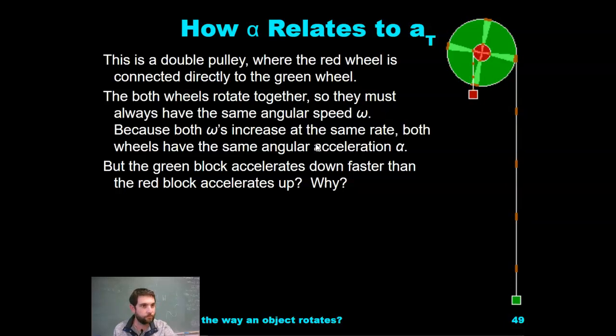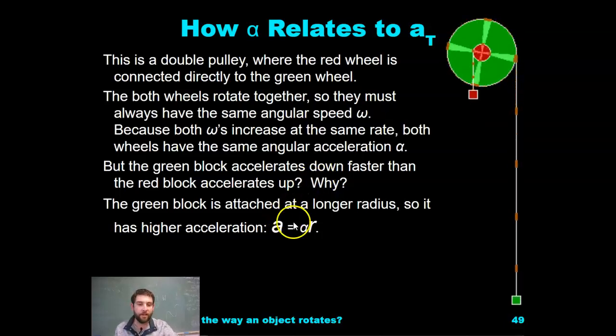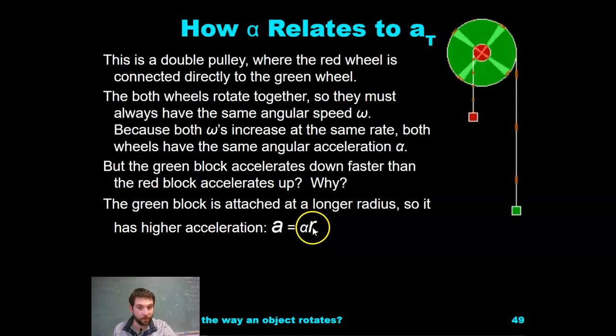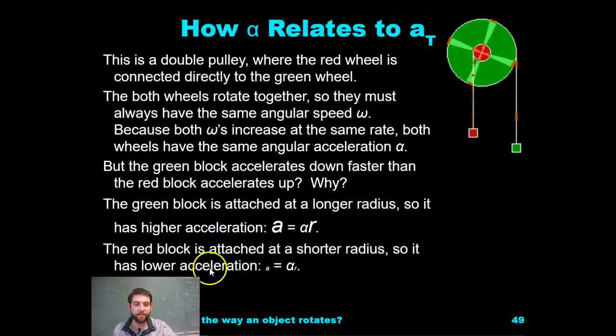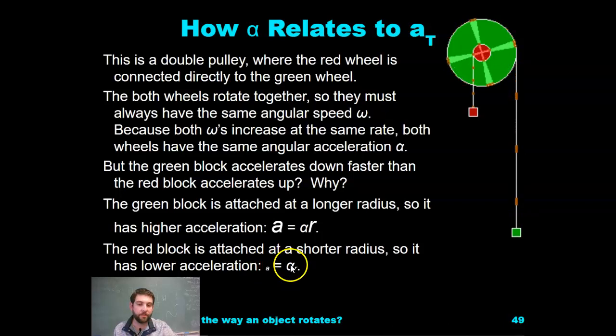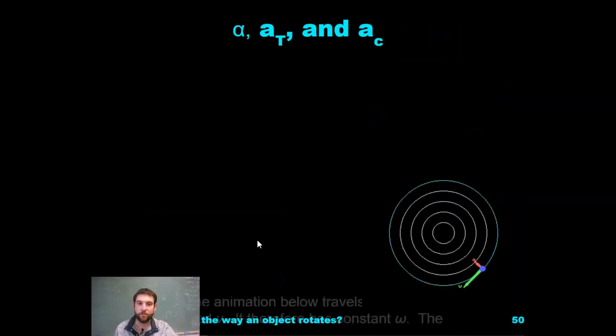Why? The green block is attached to a longer radius, so it has a higher acceleration. a equals alpha times r. So if alpha is the same and the radius is bigger, that means acceleration must be bigger. The red block is attached to a shorter radius, so it has a lower acceleration. Again, alpha is the same, so we have a smaller radius, which leads to a smaller tangential acceleration, speed-changing acceleration.